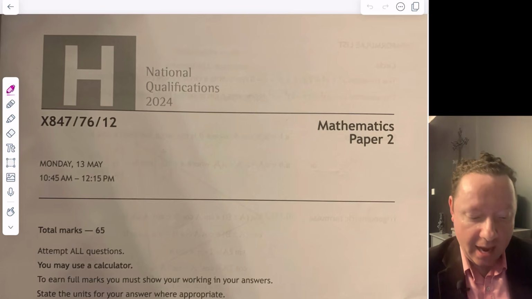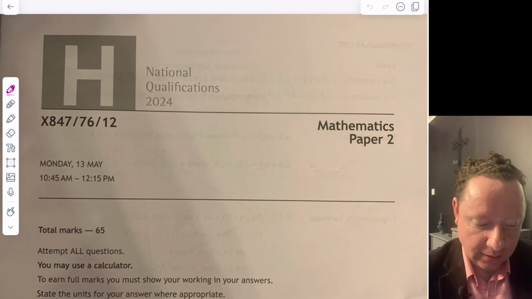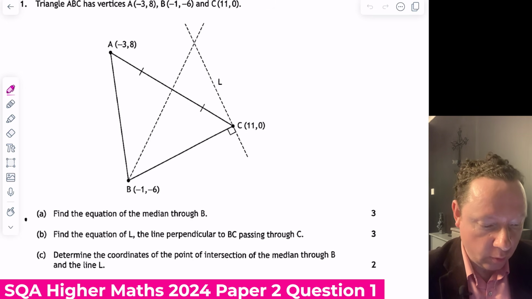This is the SQA Higher Maths 2024 Paper 2 that you probably sat today if you're watching it right now. Let's get started straight away, shall we? SQA Higher Maths 2024 Paper 2 Question 1.